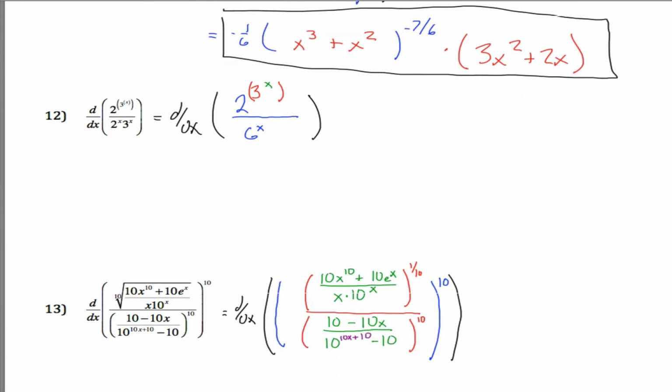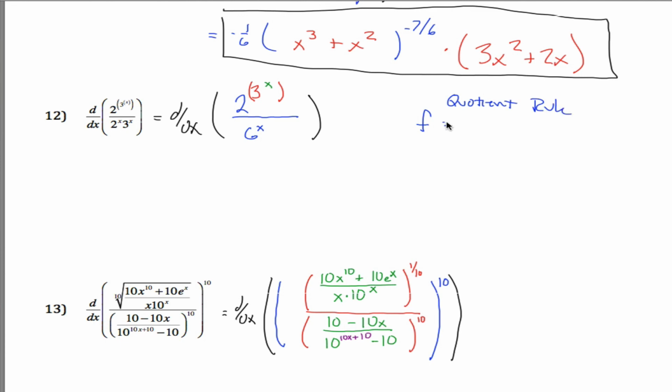What about this guy? Well, I got a quotient rule. I got something up top. So first of all, note 2 to the x times 3 to the x is 6 to the x. It's a helpful little fact. It makes this problem easier. It makes it so you don't have the product rule down on the bottom. But if you get to here, we can use the quotient rule.